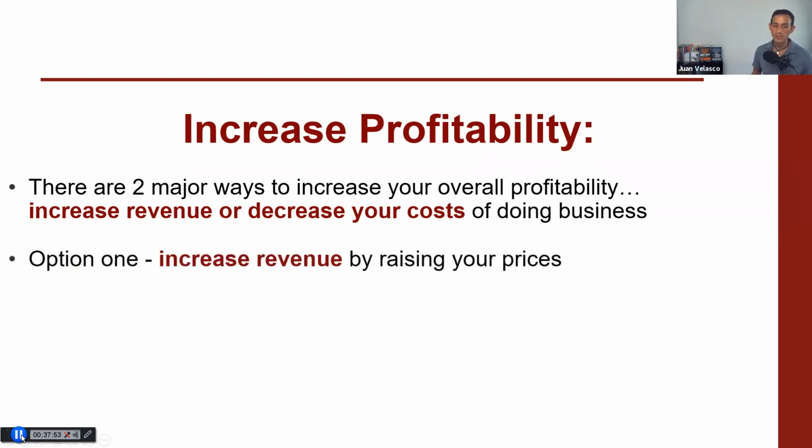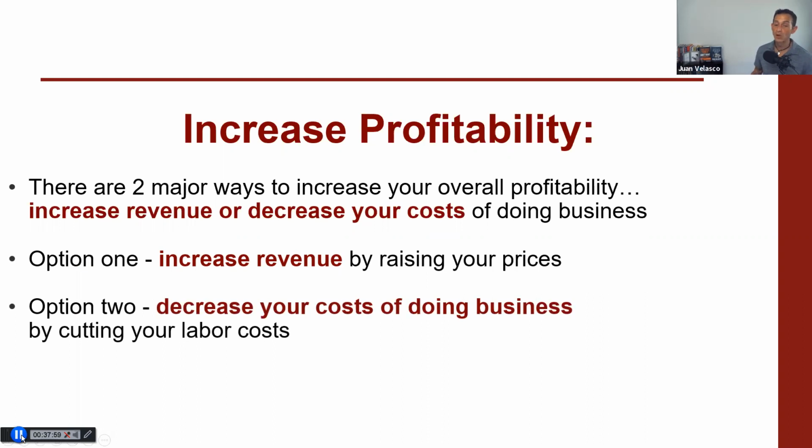But option one is increase your revenue, and it's pretty simple. It's just raise your prices, what I mentioned earlier. And then option two is decrease your cost of doing business. And there are some cutting strategies that you can implement, but we're going to focus on raising prices because that tends to be a hot button for a lot of businesses.